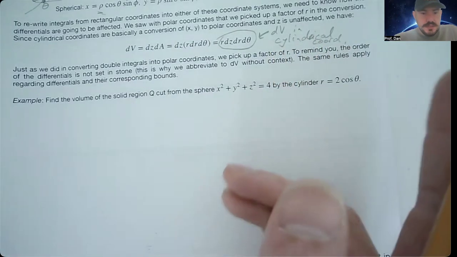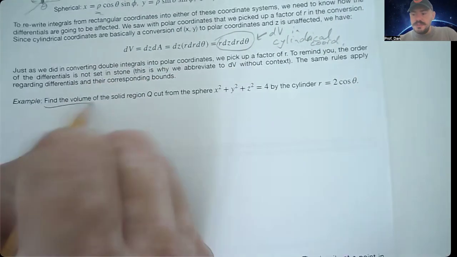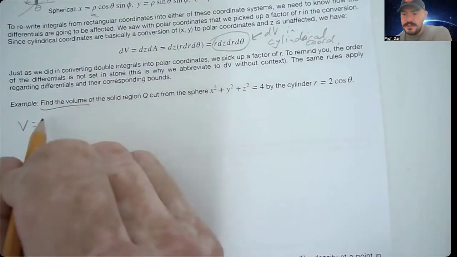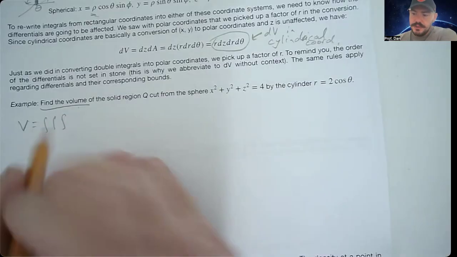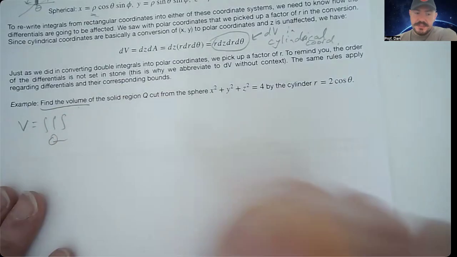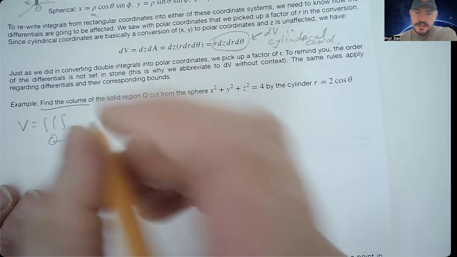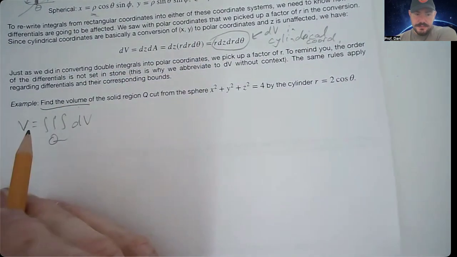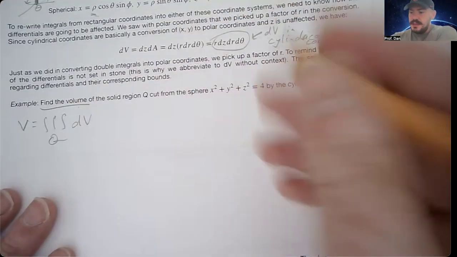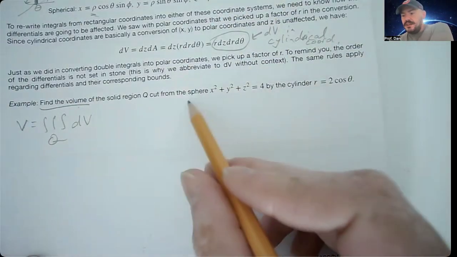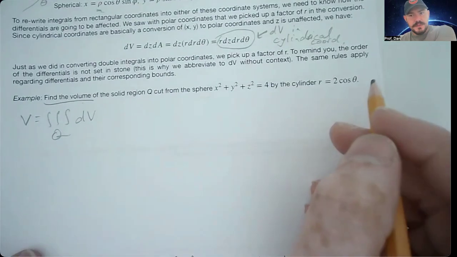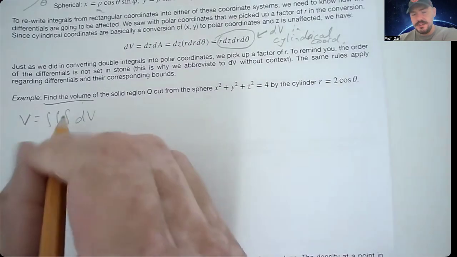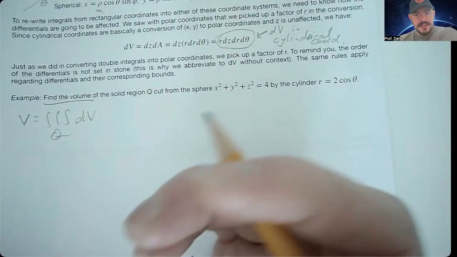Okay, a couple of things going on here. First, note it's asking us to find volume. We know that volume is going to be the triple integral over the base surface of dV. We need all of this information to work through and figure out what the different bounds are that we're going to use for dz, dr, and d theta.